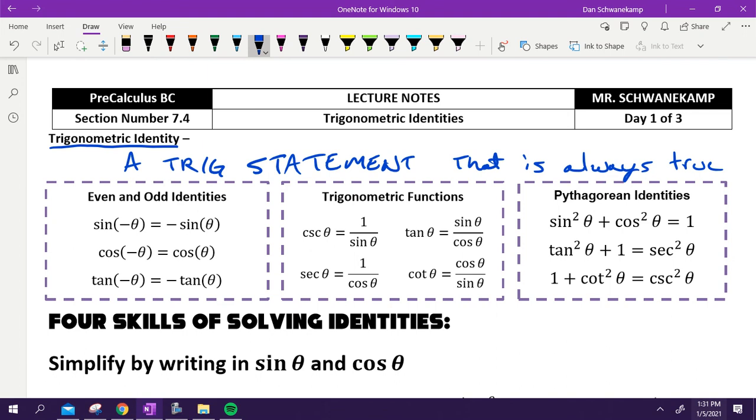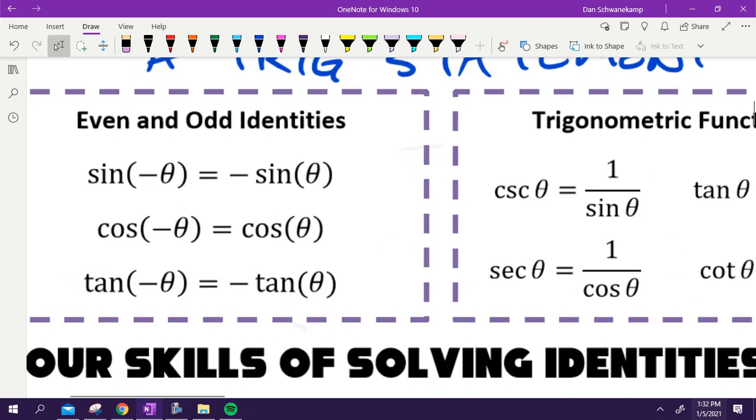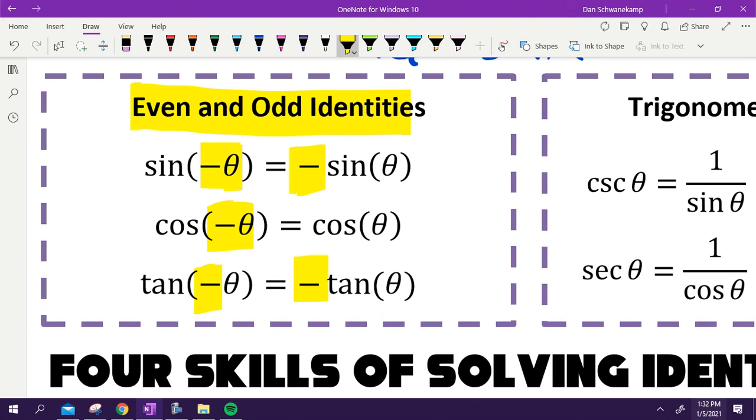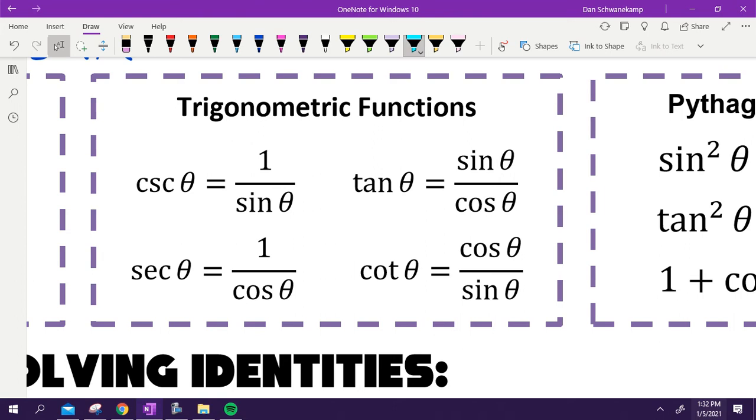No matter what the angle is, I could plug in any angle. Like the 2 bell work questions, we could have plugged in any number for theta and it would have worked. We already know some trigonometric identities. We know even and odd identities. You might have forgotten them, but we know these things. If you have a negative angle with sine, you can just bring the negative out in front. If it's cosine, we just ignore the negative. If it's tangent, we bring the negative in front. We've done those.